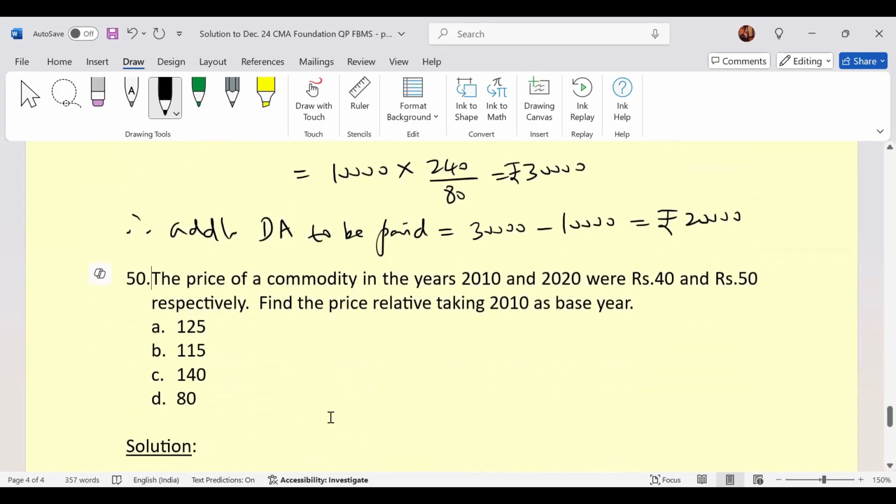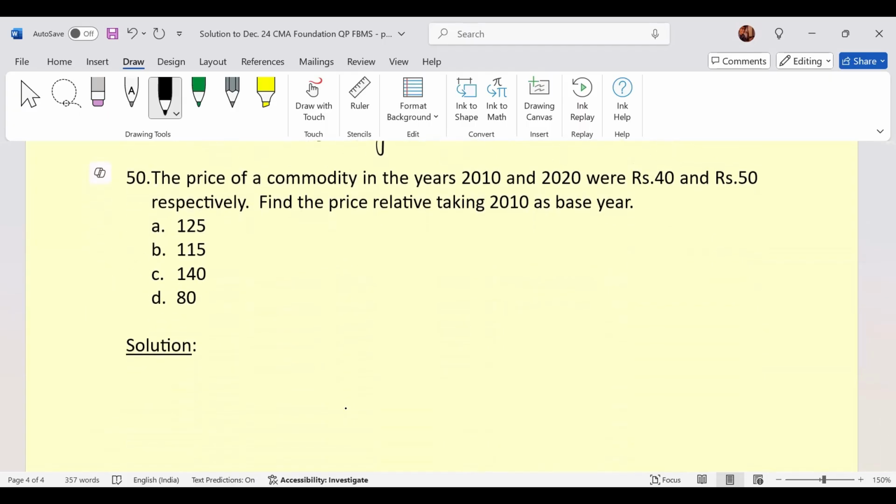The price of a commodity in the years 2010 and 2020 were rupees 40 and rupees 50 respectively. Find the price relative taking 2010 as base year. So price relative will be the current year's price, that is 50, divided by base year's price, multiplied by 100. If we calculate, we get 125, which means option A is the right option. So this completes our question paper of December 2024 of Business Mathematics and Statistics.